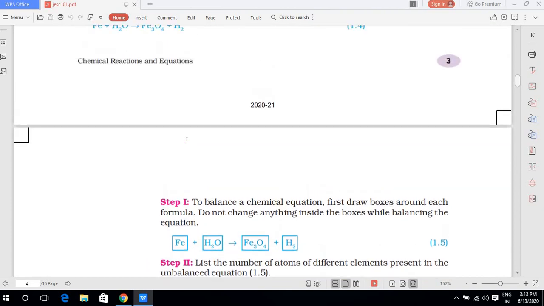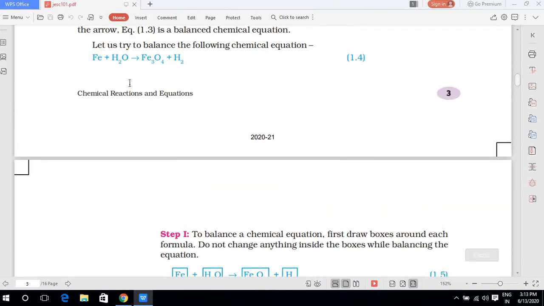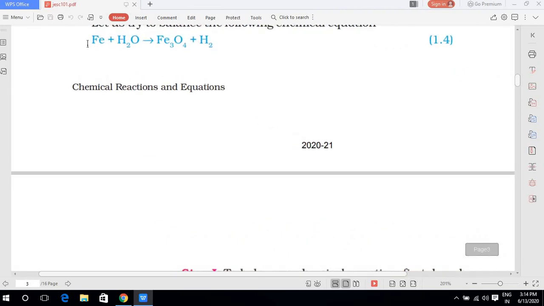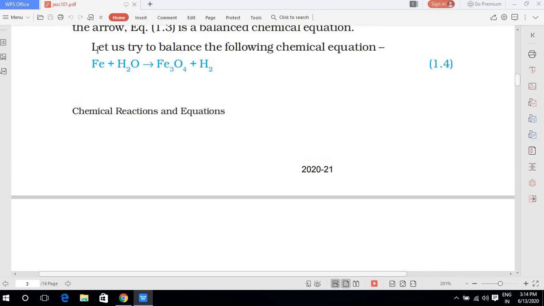Now in step 1, how do we start at all to balance this kind of equation? Step number 1 is to write down the identity. Fe is iron, so we have to write iron down in one box like this. We have to separate this iron by putting it in a separate box. So iron is one identity, and H2O, water, is another.